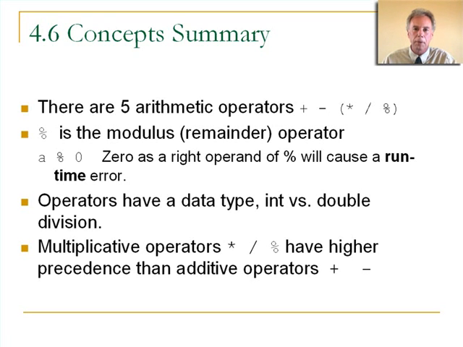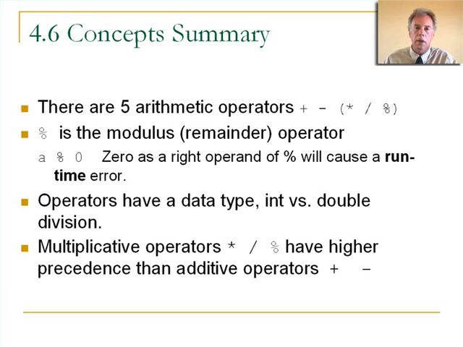Let's review the concepts from this segment. We have 5 arithmetic operators in C: plus, minus, multiply, divide, and the newer one that you maybe hadn't seen before, the modulus operator. You can also use the parentheses to change the order of operation within your expressions. The rules for doing this are the same as the rules you've been using in algebra. The additive operators, plus, minus, have a lower precedence than the multiplicative operators, multiply, divide, and modulus. So if these appear in the same expression, you're going to do the multiplicative operators first.